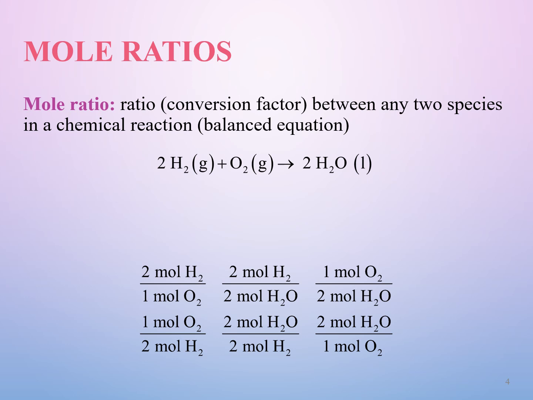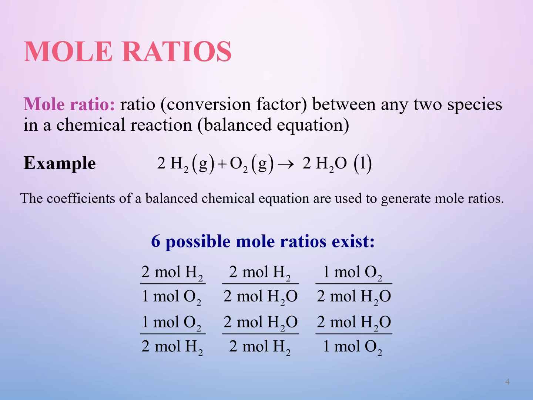So mole ratios, for example, here we have an equation of 2H2 plus O2 goes to 2H2O. There's a relationship between hydrogen gas and oxygen gas. In this case, 2 moles of hydrogen gas will react with 1 mole of oxygen gas. So that's the relationship right here. We can write it either way, top or bottom, depending on what we need to cancel off.